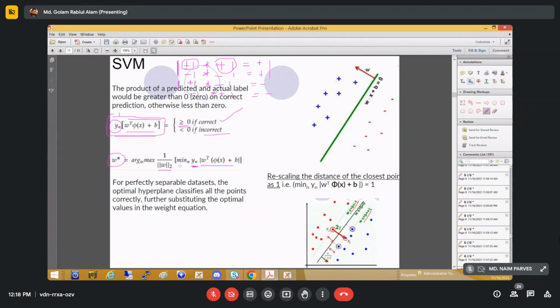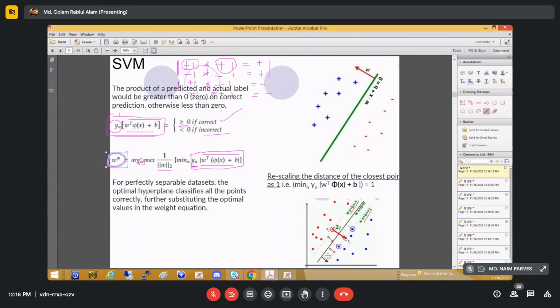The minimization of this part gives us the support vectors, then the maximization over W provides the maximum margin, and this yn times this term gives us the correct classification. So this is the objective.